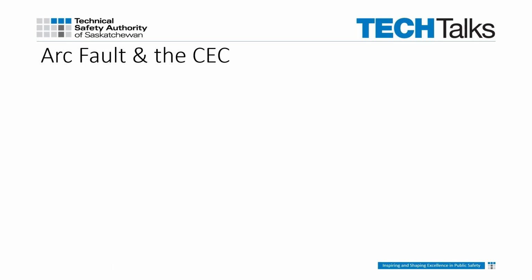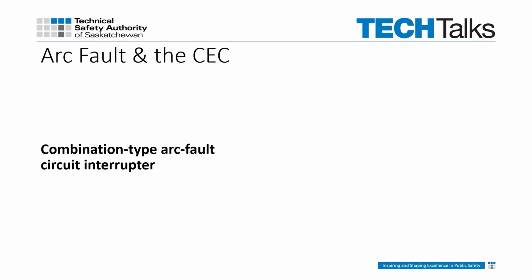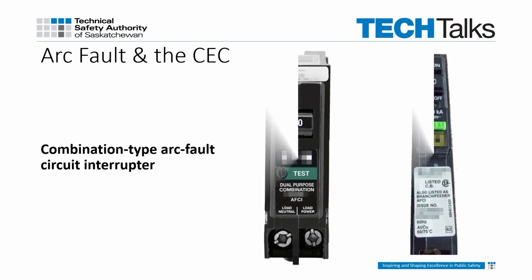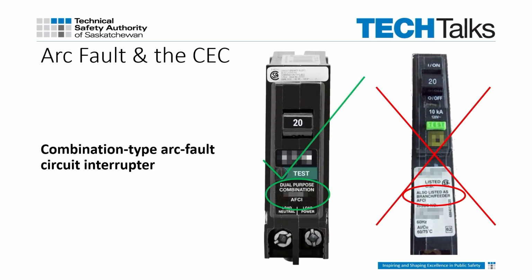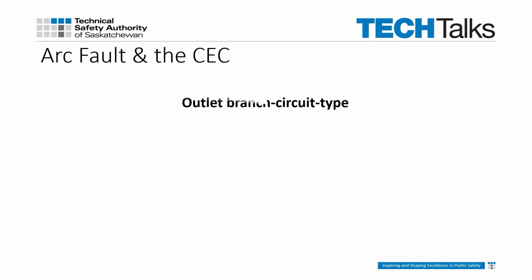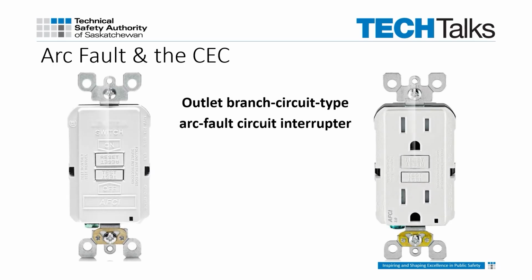The next definition from the CEC is a combination type arc fault circuit interrupter. It is a device that provides both series and parallel arc fault protection to the entire branch circuit wiring, including cord sets and power supply cords connected to the outlets, against the unwanted effects of arcing. Finally, an outlet branch circuit type arc fault circuit interrupter is a device that provides both series and parallel arc fault protection to downstream branch circuit wiring, cord sets, and power supply cords against the unwanted effects of arcing, and also provides series arc fault protection to upstream branch circuit wiring.